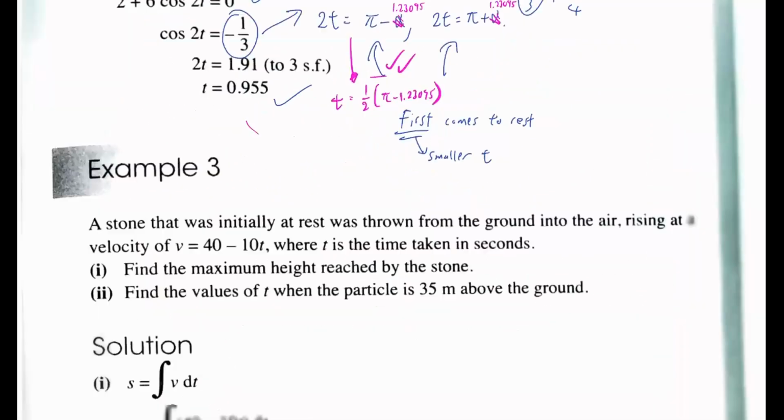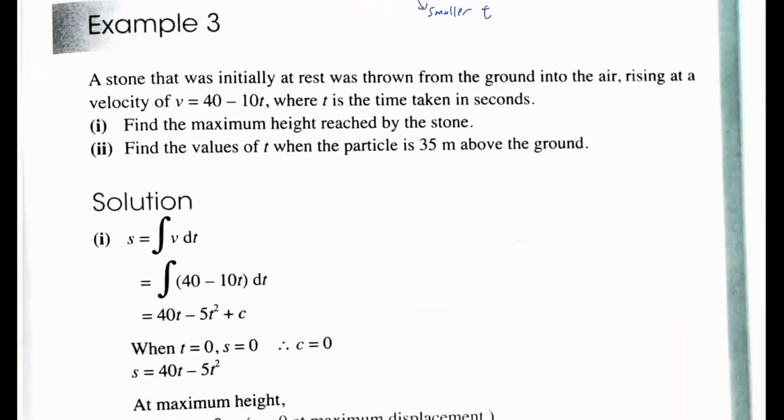Example 3, a stone that was initially at rest was thrown from the ground into the air, rising at a velocity of v equals blah, blah, blah, where t is the time taken in seconds. Find the maximum height reached by the stone. So let's just draw a diagram first. Here is the floor. Here's the path of the stone. It goes up and then it goes down again. Let's pretend it doesn't curve, to make it a lot simpler. It just goes up first and then it goes back down.